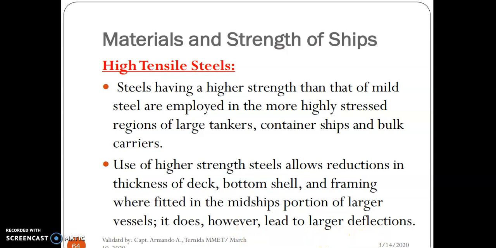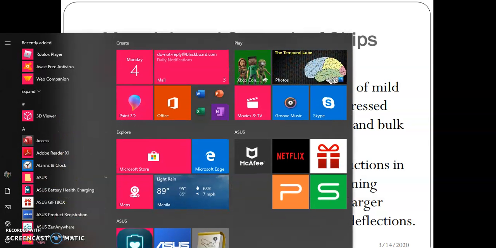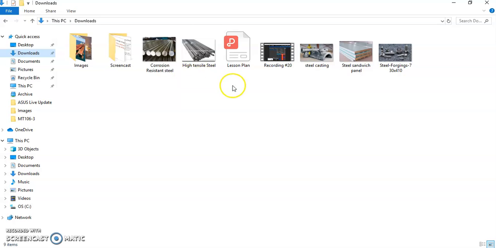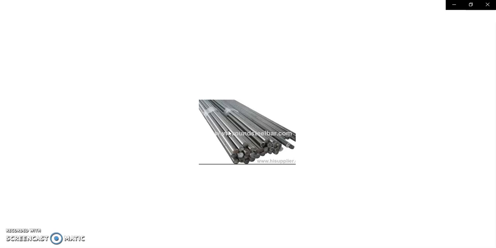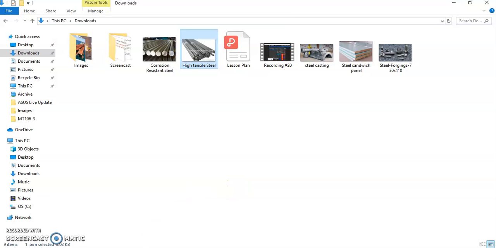Okay, so in order to show high tensile steel, ito yung mga high tensile steel na sample natin. High tensile steel. Yan, yung talagang magandang pagkakagawa, pagkakaluto.